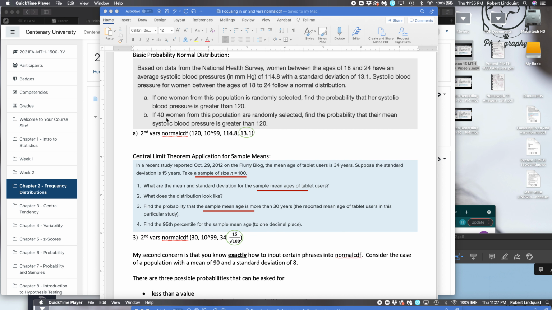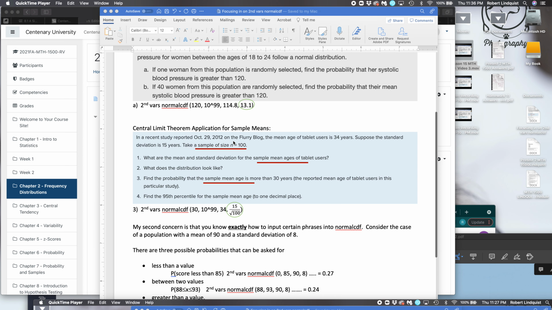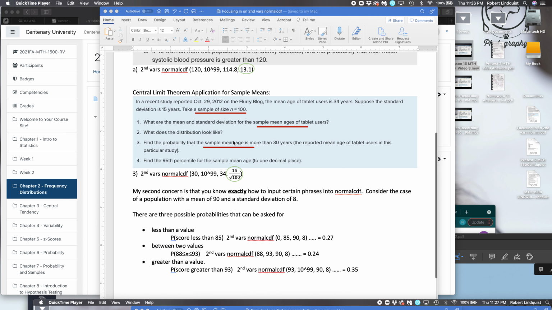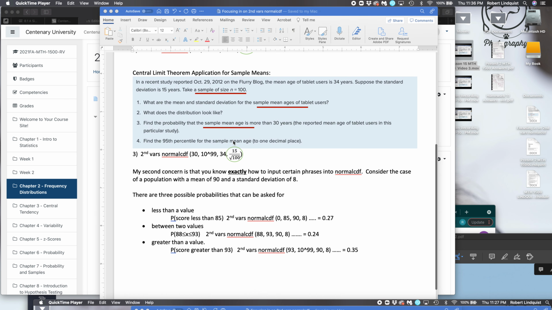Letter B says, first off, it tells you how many women, 40 women from this population are randomly selected. And then it says their mean systolic blood pressure. In other words, the average of just those 40 women. Okay, that's what you're looking for. That question is like the blue box here. And there are some things that I want you to note here.